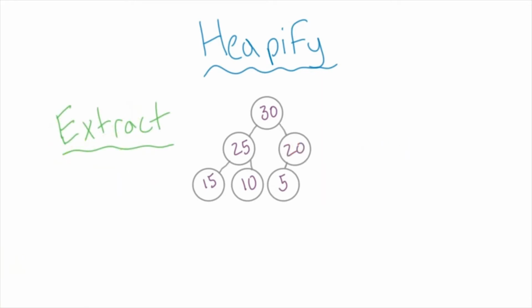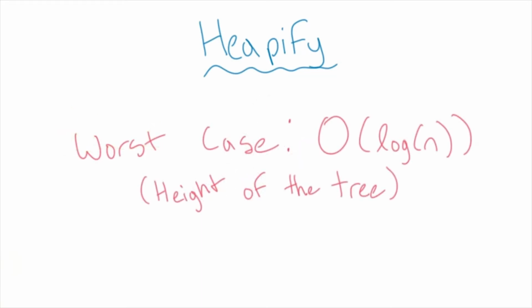We can take a similar approach to an extract operation, where the root is removed from the tree. We stick the rightmost leaf in the root spot, then just compare it to its children, and swap where necessary. The runtime of insert and delete, a more general case of extract, ends up being O of log n in the worst case. Ultimately, the worst case would involve moving an element all the way up or down the tree, and would roughly be as many operations as the height of the tree.